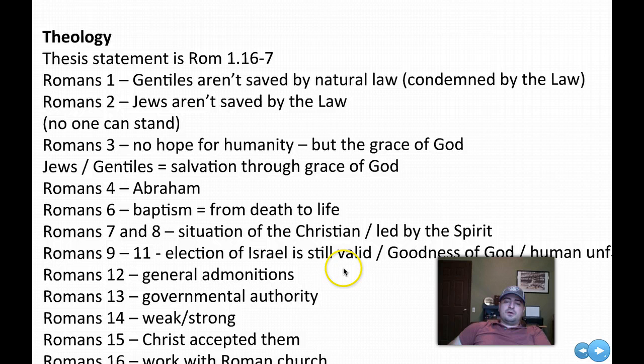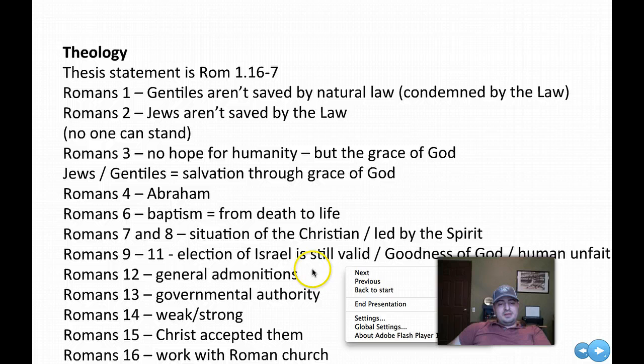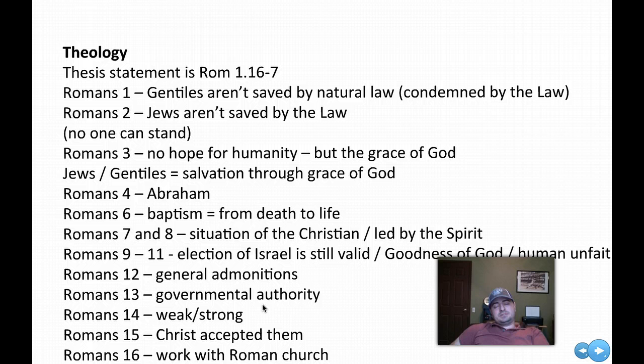General admonitions, sorry about that, in Romans 12, governmental authority in Romans 13, that's where the Nazis used that to get Christians to follow them, that you should obey the person that's in authority. He doesn't wear the sword for nothing. And that put Christians in an ethical bind who want to follow the Bible. So that's something that we definitely need to deal with as Christians if we want to follow the text.